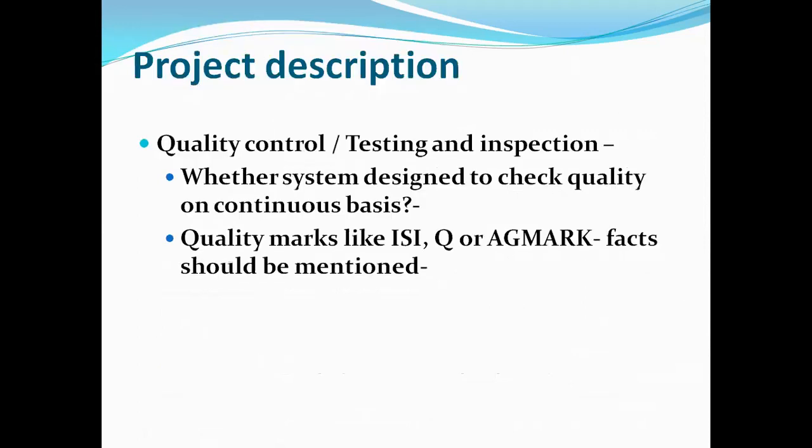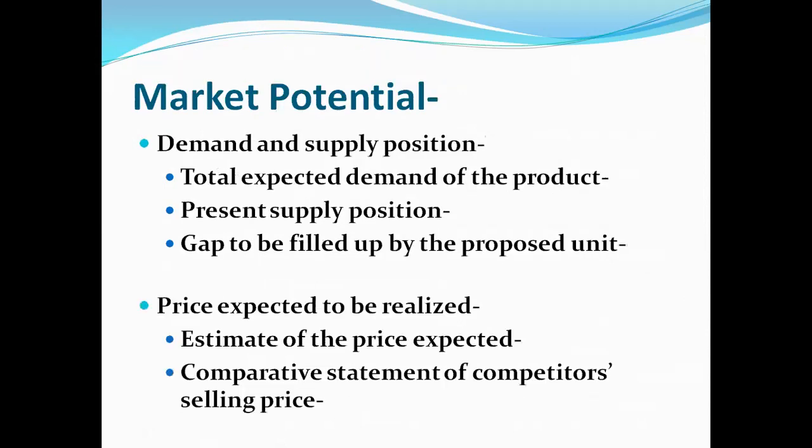Then quality control. You just visit any plant, you will find the quality control lab. Quality control, that means what? That these are the standards A, B, C. So whether our product is up to the mark or not. For that reason, a separate section is there for the quality testing lab and inspection. And the rest of the approvals, it might be ISI, AgMark. So you need to take care of this.